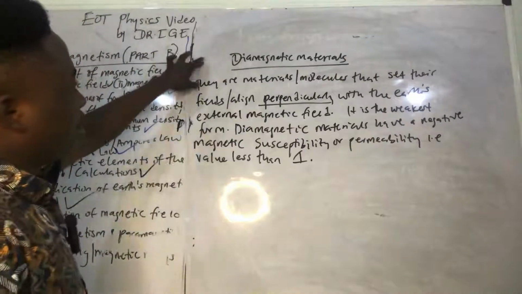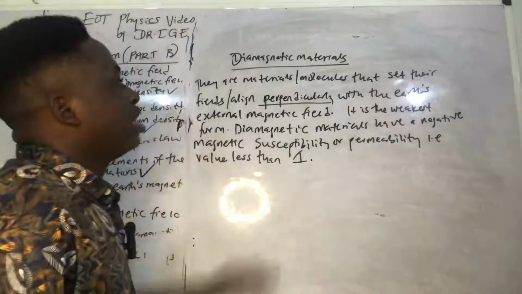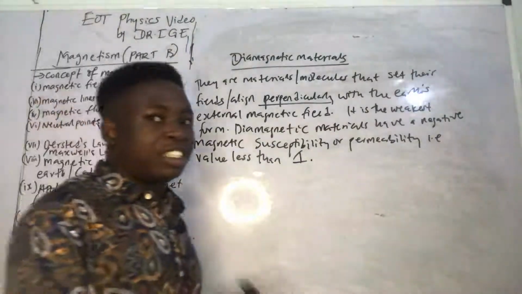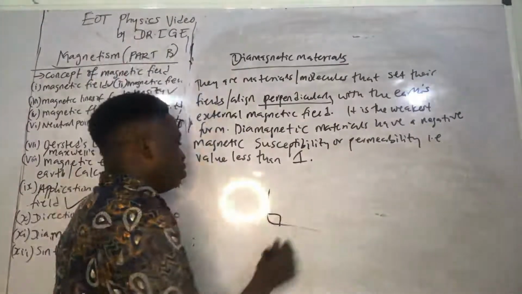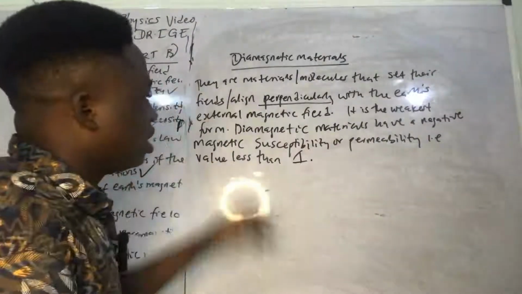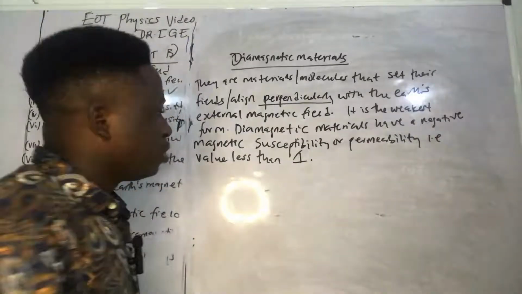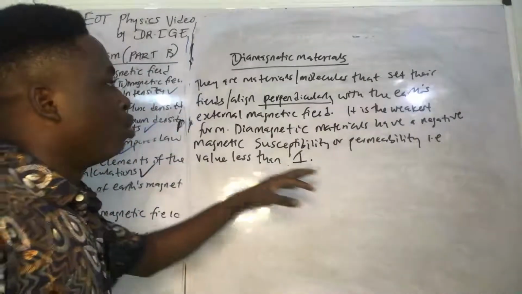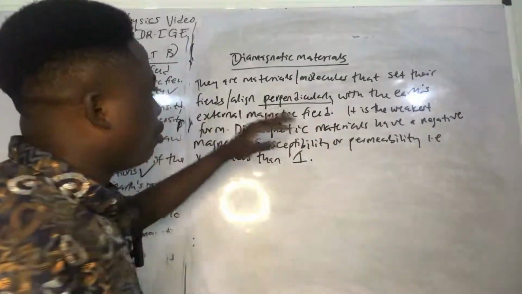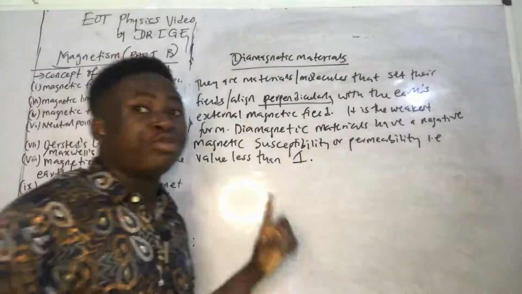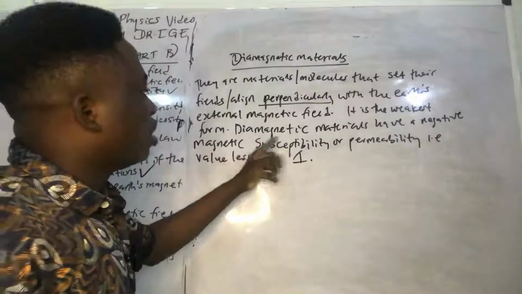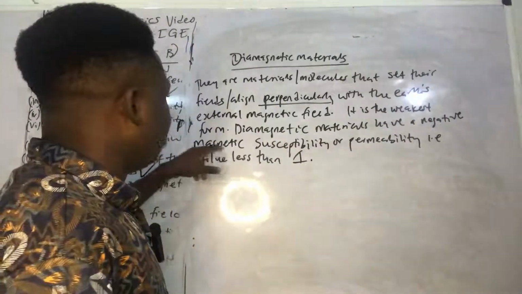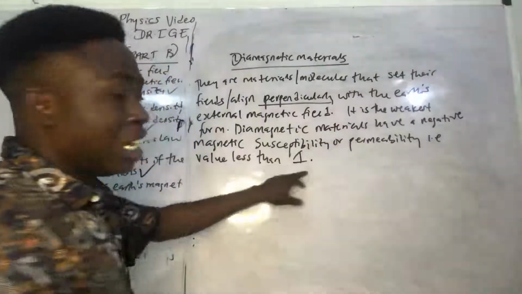So diamagnetic materials are materials that set their fields or align perpendicularly with the Earth's magnetic field. If you have a material whose own magnetic field aligns perpendicularly, at 90 degrees to the Earth's horizontal magnetic field, it means it's diamagnetic. I would have gone to explain this, but we don't have that time. Just know it. It is the weakest of all. If you compare it to paramagnetism and even ferromagnetism, it is weakest. And it has a negative magnetic susceptibility or permeability, that is, a value less than 1.